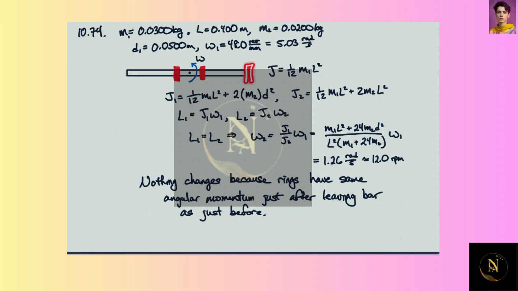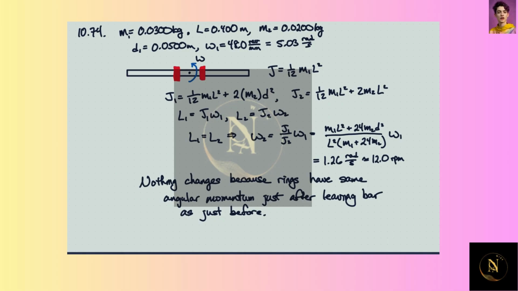So we can throw those all in here, and we wind up with a value for the angular velocity when these rings get to the end of this rod of 1.26 radians per second, or about 12 RPM. So about a quarter of what it was. It slowed down to about a quarter of what it was because the mass moment has increased by about a factor of 4.